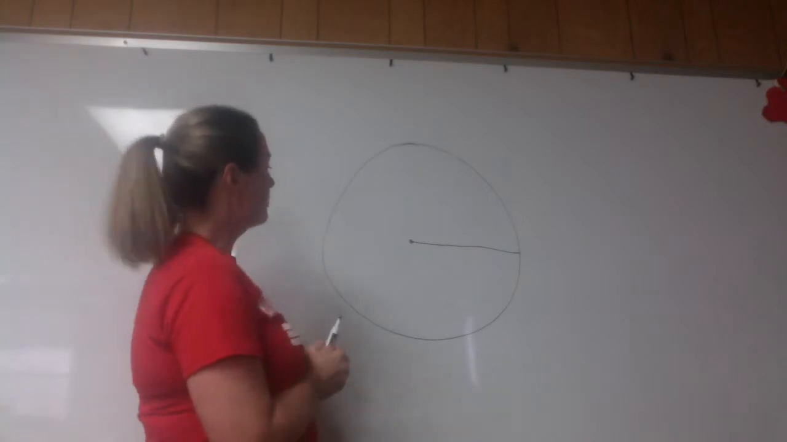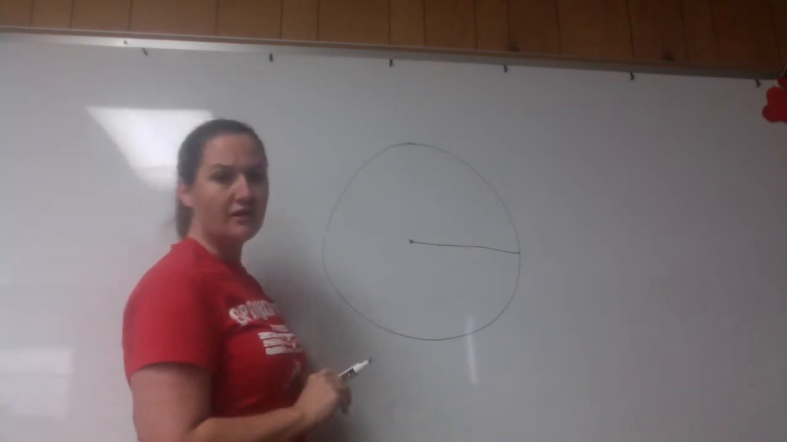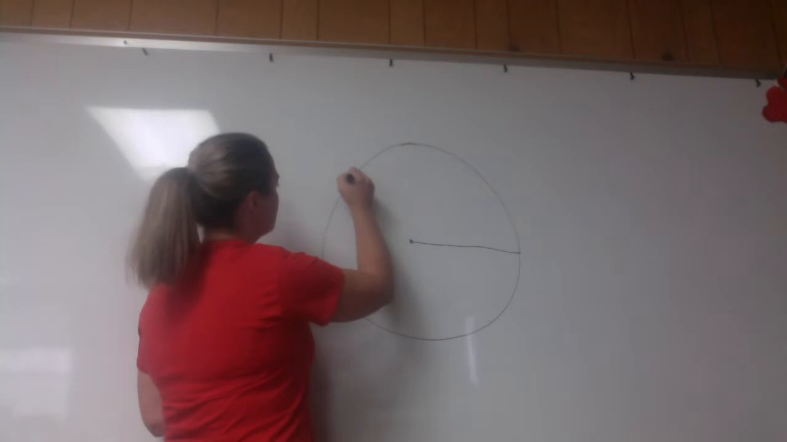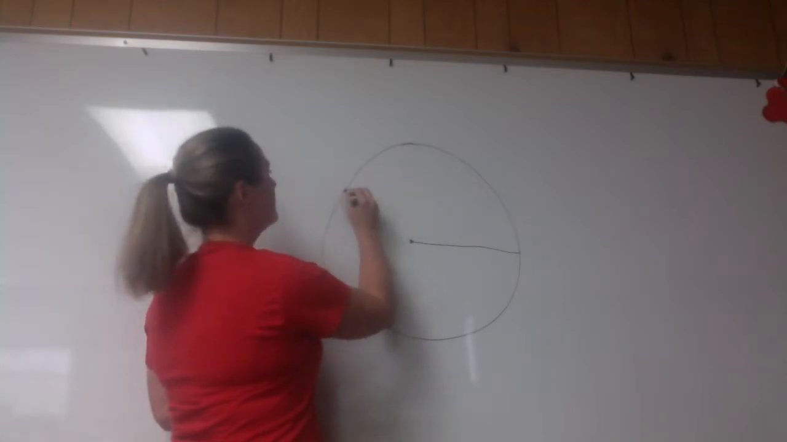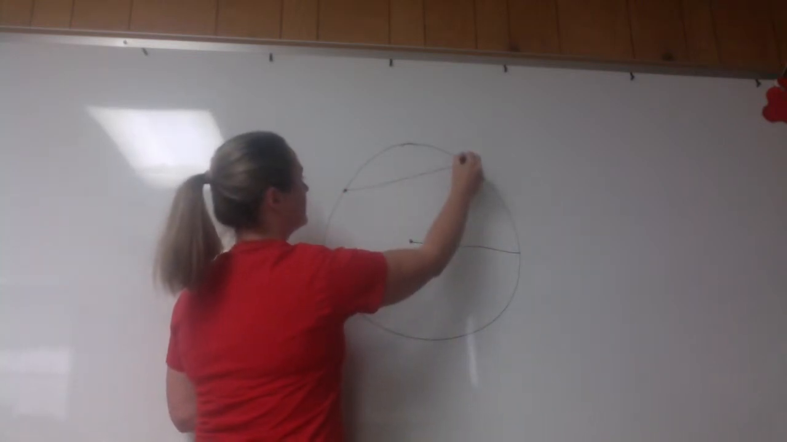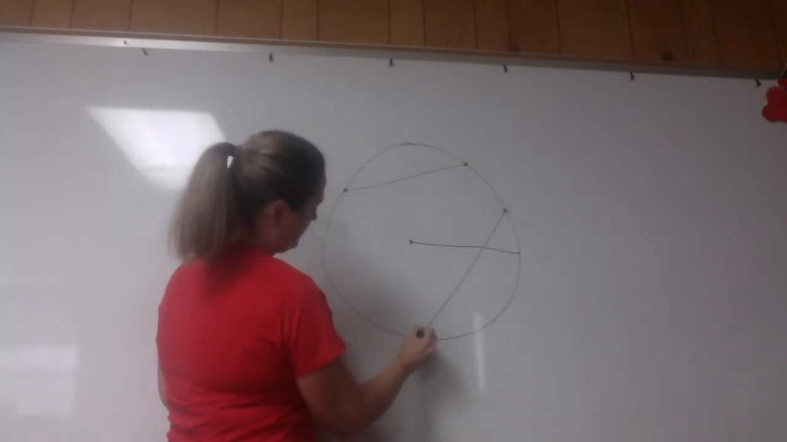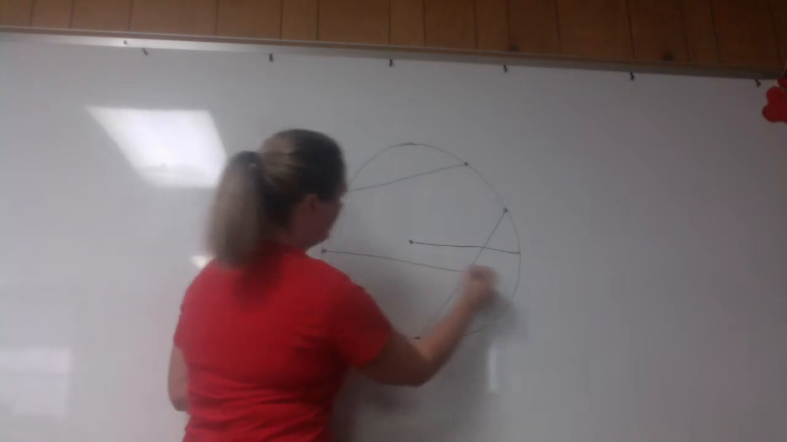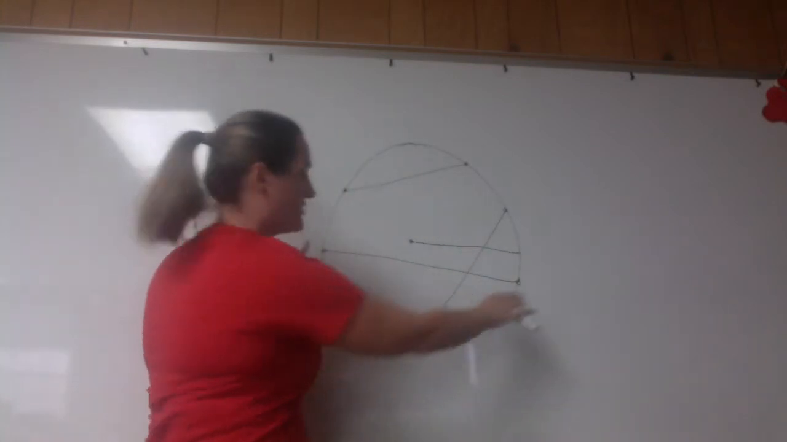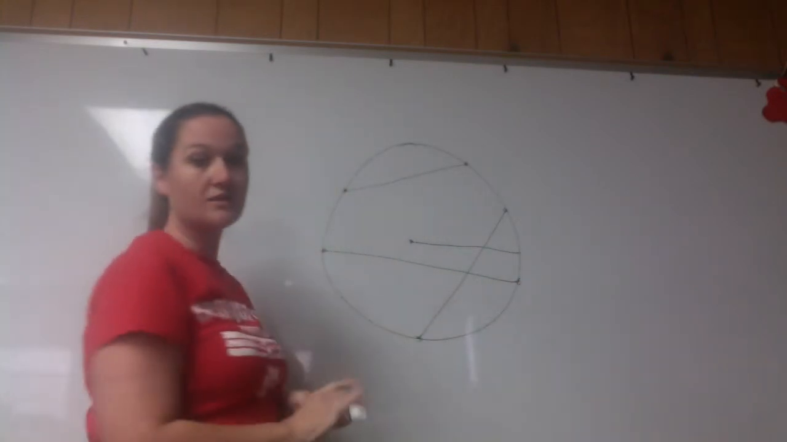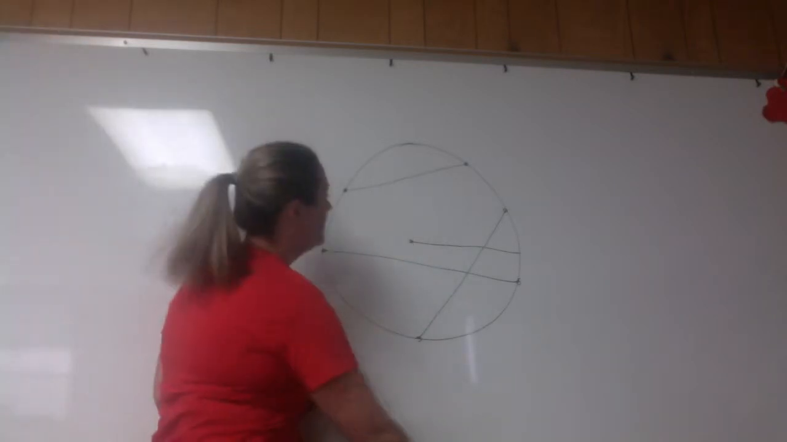Another word you're going to come across is a chord. Okay, and what a chord is, is any line on a circle that starts on the outside, or on one side, and then connects to the other. That's a chord. That's a chord. That's a chord, okay? They have a line whose two endpoints are on the outside of the circle.